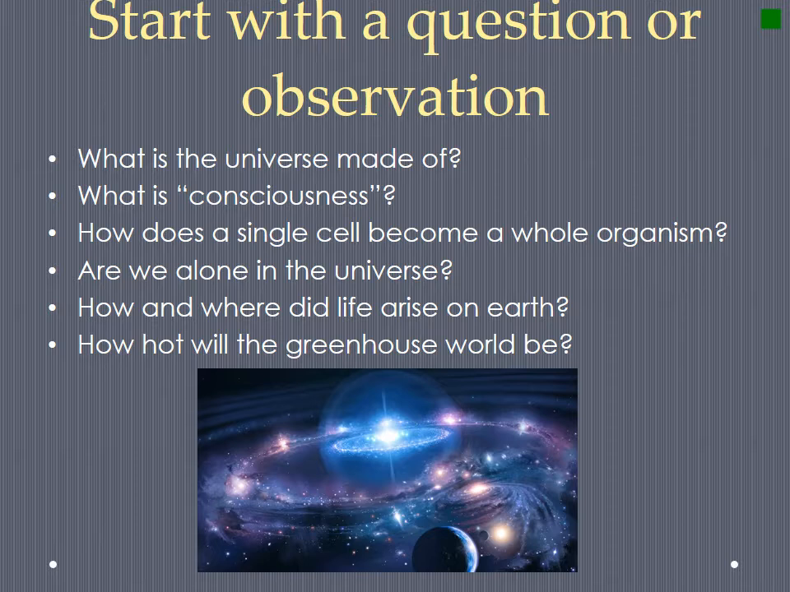So the first thing that needs to be done in order to make a claim is to start off with a question or observation that you've made. It allows us to start with something that we are curious about that we want to explore. It could be like, what is the universe made of? What is consciousness? How does a single cell become a whole organism? Are we alone in the universe? How and where did life arise on Earth? Or how hot will the greenhouse world actually be? It can also be some type of observation that you have made that leads to a question that you want to answer. This is the same first step of the scientific inquiry process, or the scientific method.